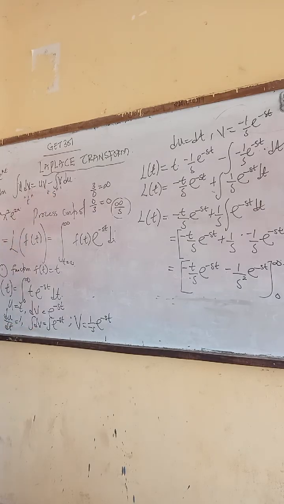It's like you integrating dy. If you integrate dy, it's equal to what? y. You get? So now, if you integrate dv, you have v. You now integrate exponential minus st based on this explanation that I've done. You have what? 1 over minus s exponential minus st. Are you following?